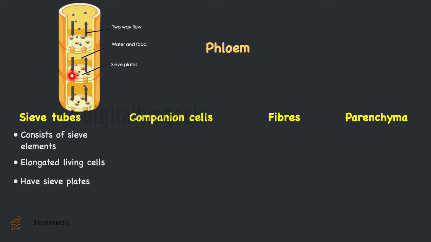You can see here large pores are there and they provide connection between two adjacent sieve elements. This is one sieve element and this is another, and this sieve plate provides the connection between these two sieve elements. They lack nucleus at maturity. Companion cells in phloem, they will be here. Besides the sieve tubes, companion cells will be there and they are closely associated with the sieve elements. They take part in loading and unloading sugar into sieve elements and they are living cells.